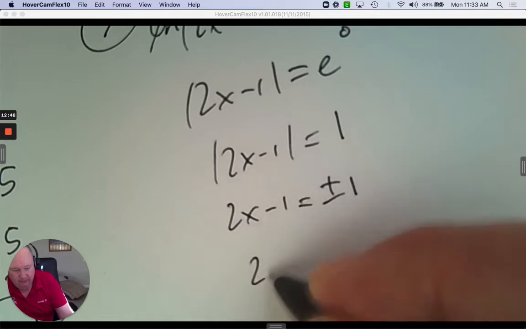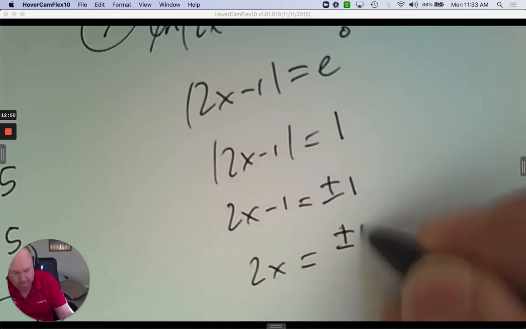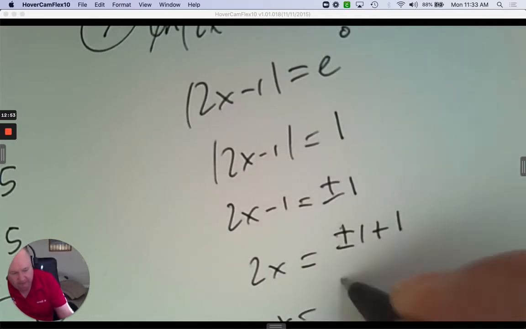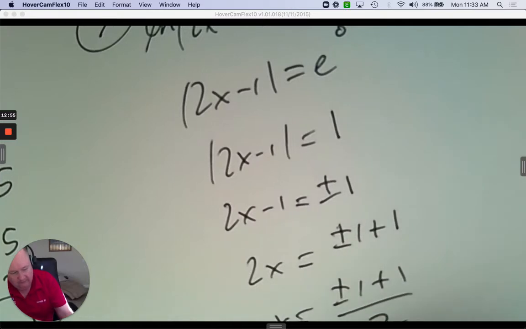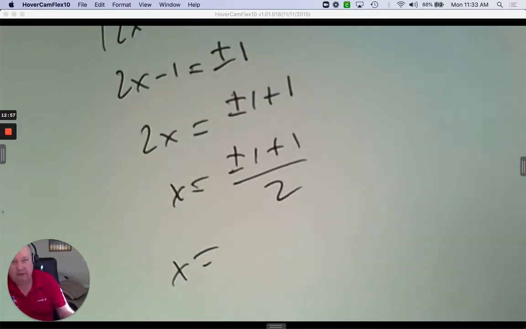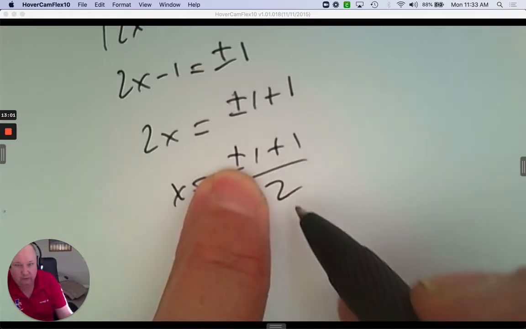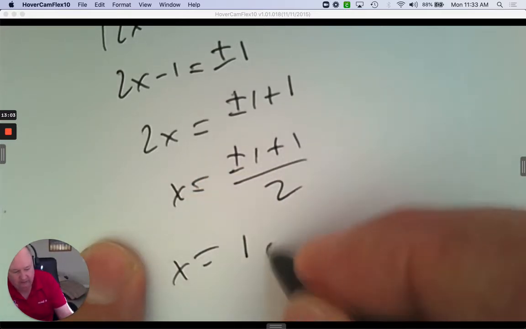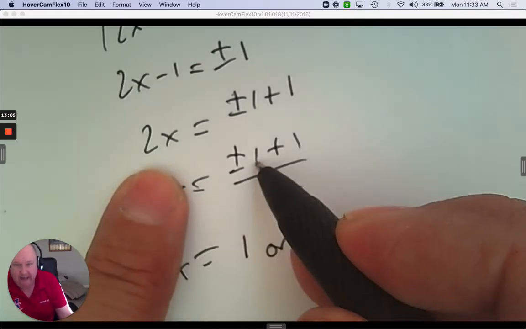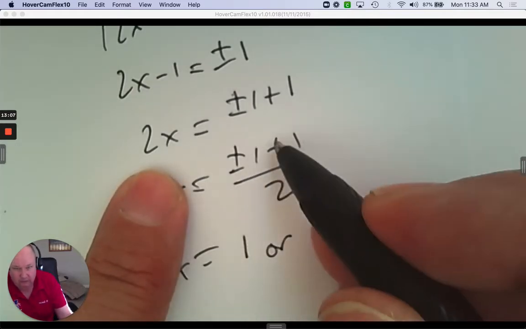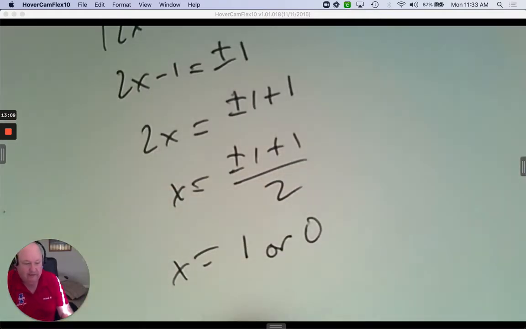So I would add 1 and then divide by 2. So you're just going to have to figure this out as we add 1 and divide by 2. So start with positive 1. 1 plus 1 is 2 divided by 2. So one answer is 1. Or negative 1 plus 1 is 0 divided by 2 is 0. So the answer positive 1 or the answer 0, both would work.